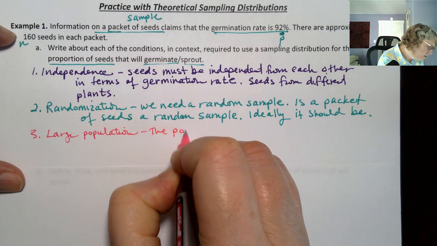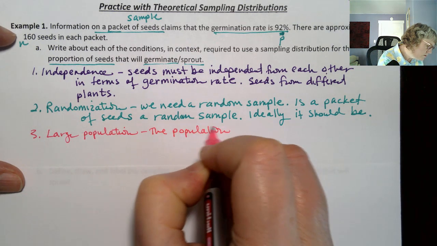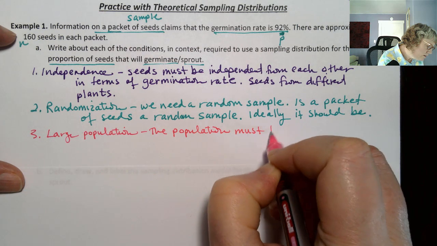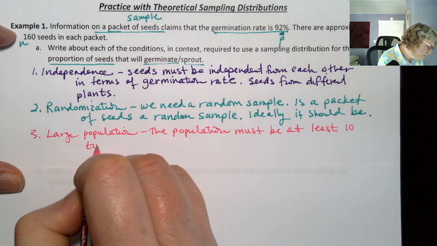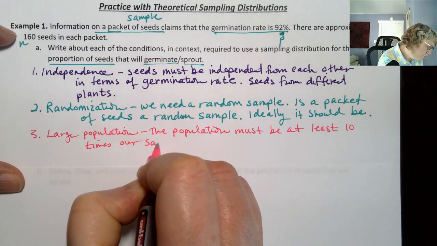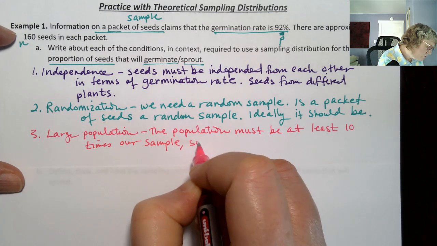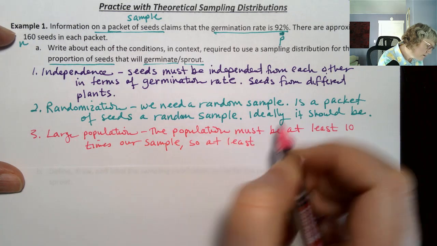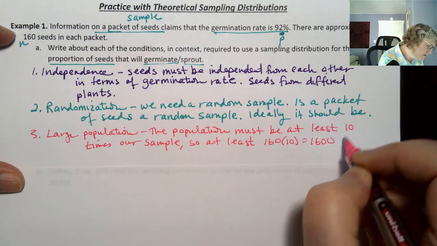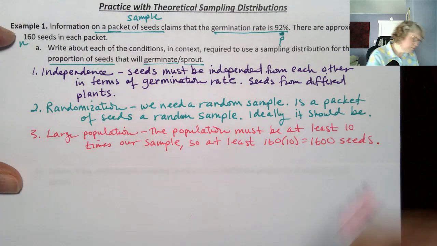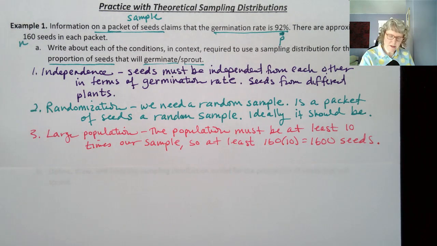The population must be at least 10 times our sample. So at least, I'll write it out, 160 times 10 is 1,600 seeds. Okay, and of course your wording doesn't have to be exactly the same as mine. Just get the general idea. And you might think of some things in terms of independence and randomization that I don't think of, so that would be great.